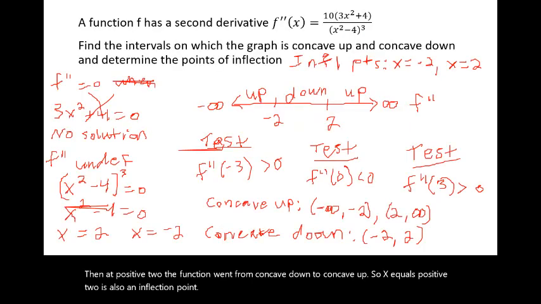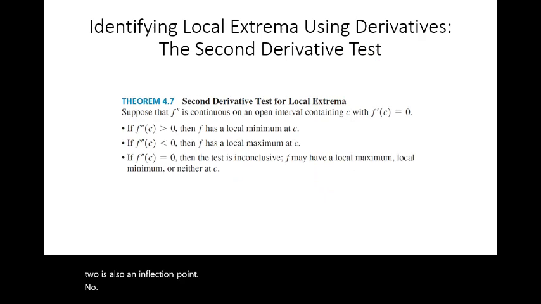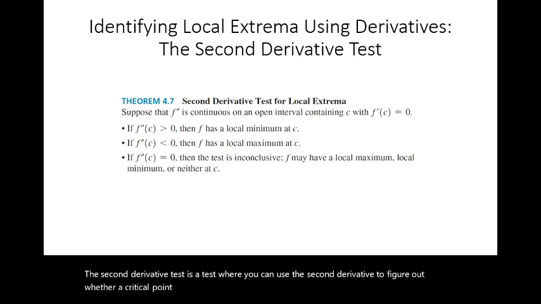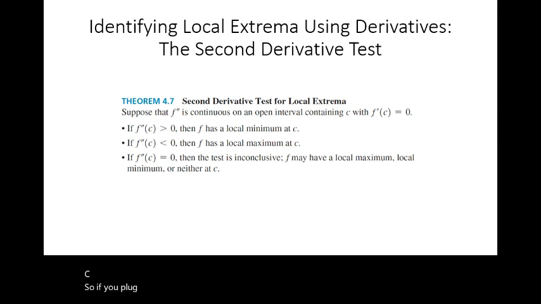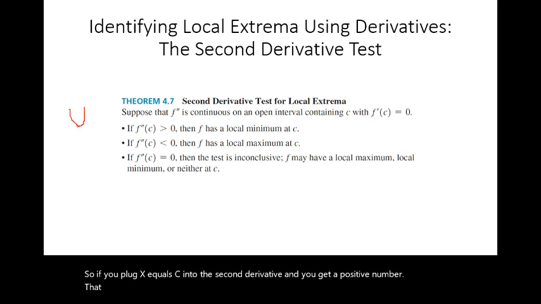Now, the second derivative test is a test where you can use the second derivative to figure out whether a critical point is a local minimum or a local maximum. So your critical point is x equals c. If you plug x equals c into the second derivative and you get a positive number, that means the function is concave up at x equals c.